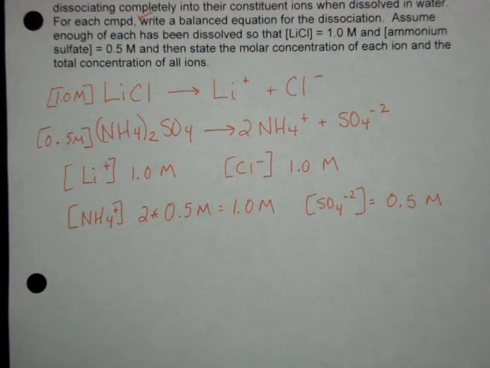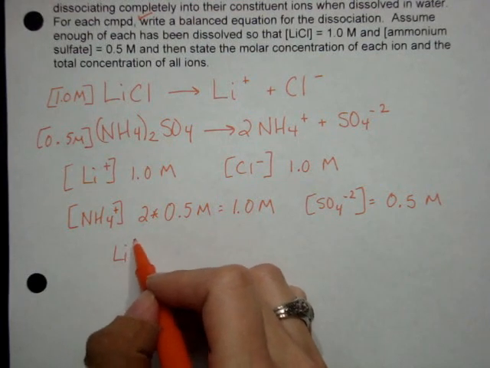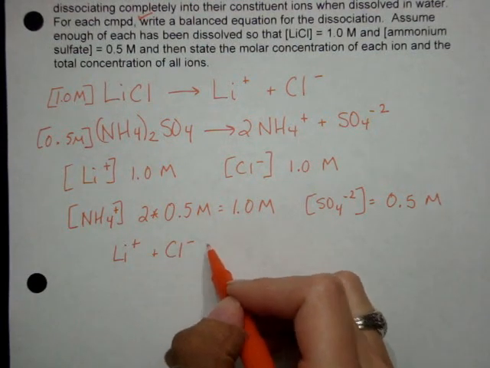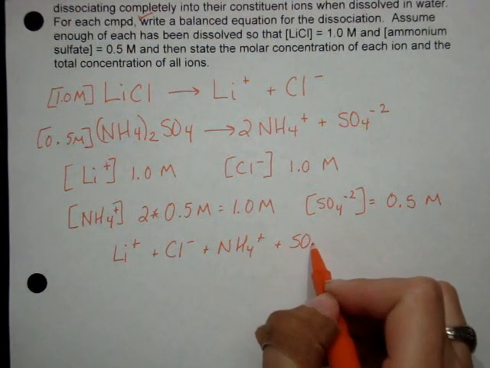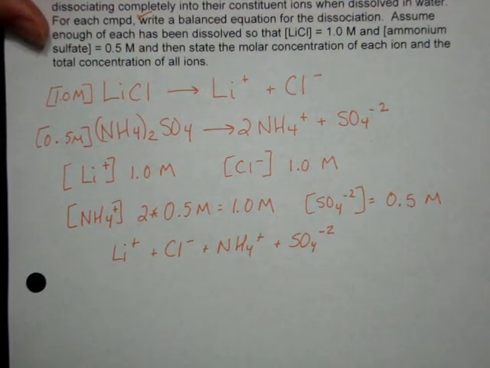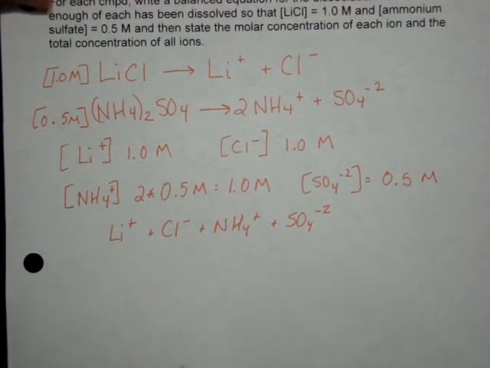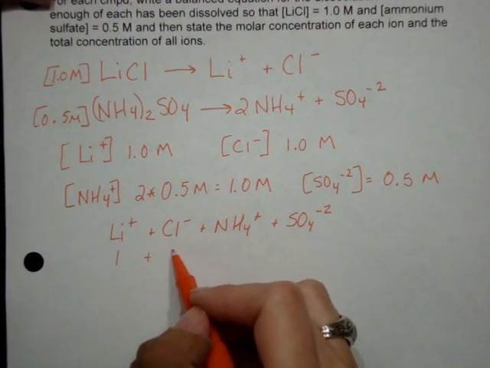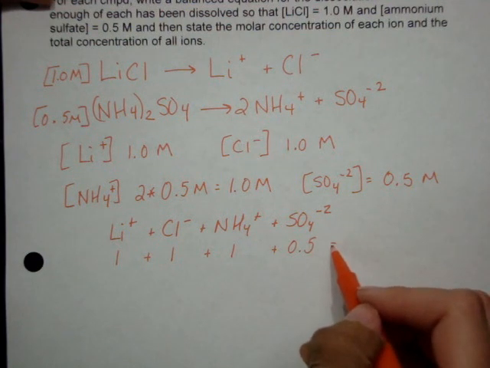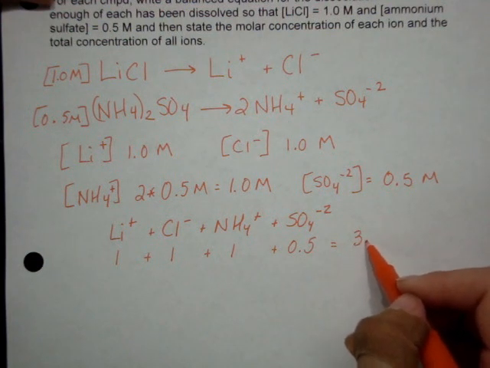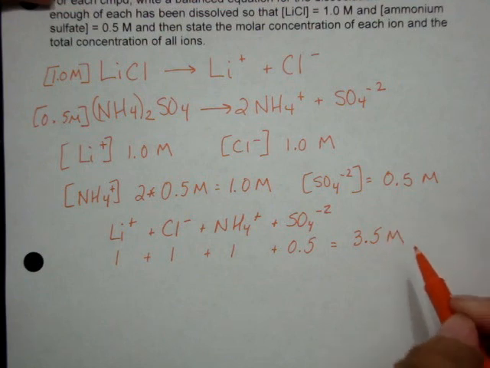The total overall concentration, if we assume all of these things are being placed into 1 liter of water, is to simply add them all up. Add up the concentration of lithium plus chloride plus ammonium plus sulfate, because now each individual ion is adding something to the solution. So that is 1 plus 1 plus 1 plus 0.5. So overall we have a 3.5 molar solution.